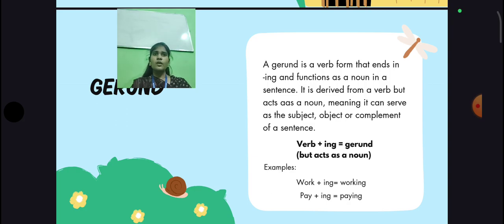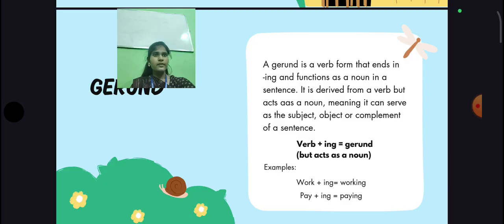We can say what the verbs are. You can give some familiar terms like run, sleep, write. These are verbs, and when you add ing to them and they act as a noun, it is called a gerund. It is derived from a verb but acts as a noun, meaning it can serve as subject, object or complement of a sentence. For example, work is the base form of a verb, and ing is added: working.